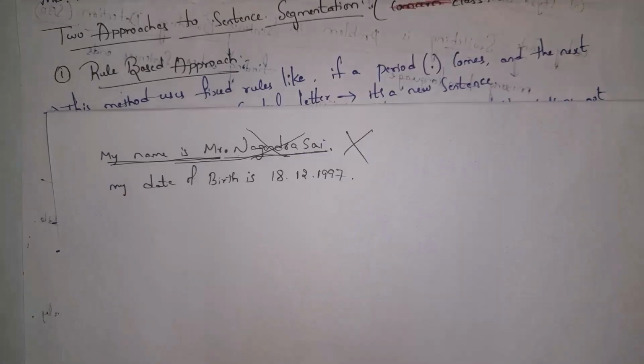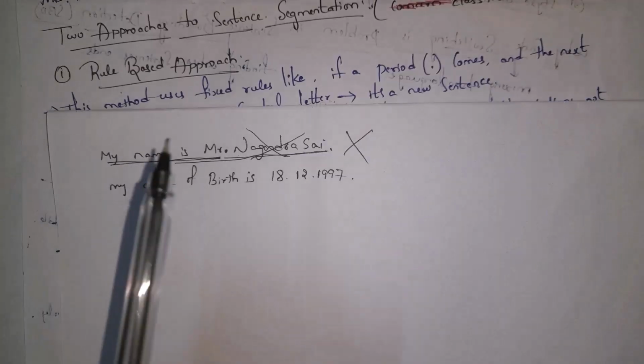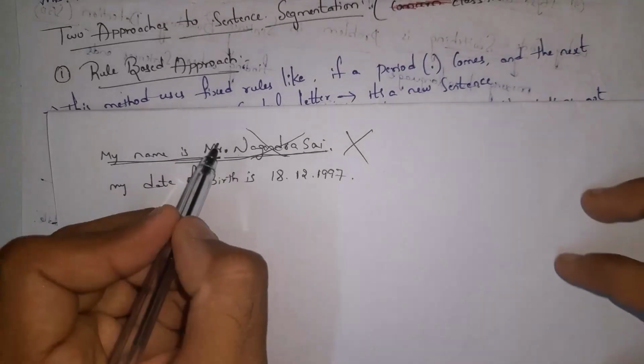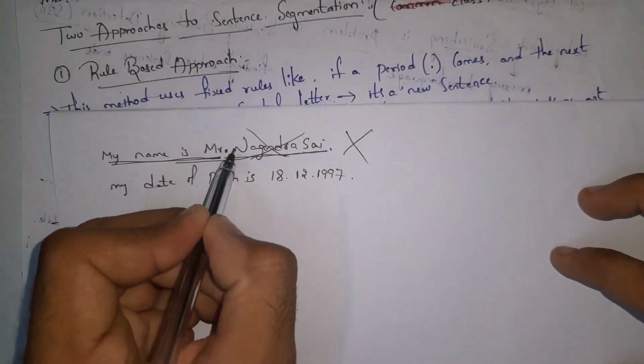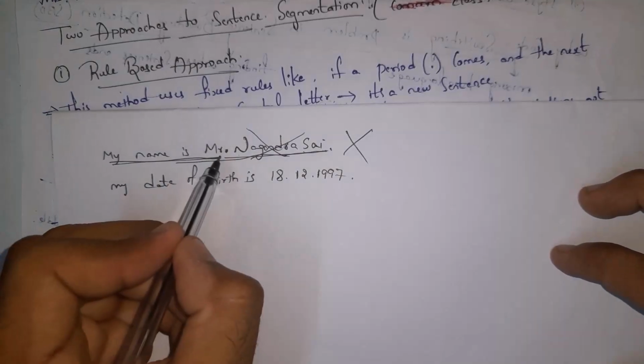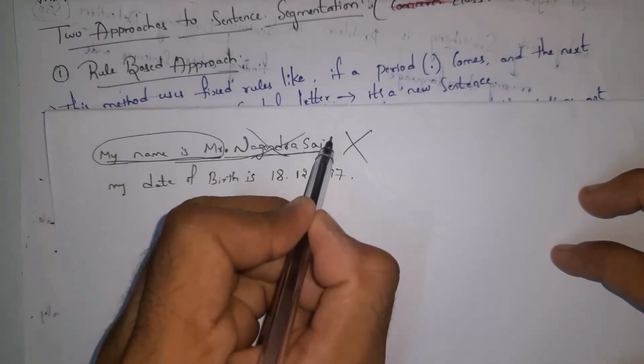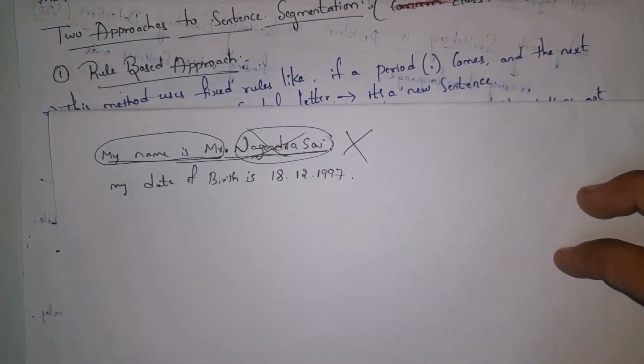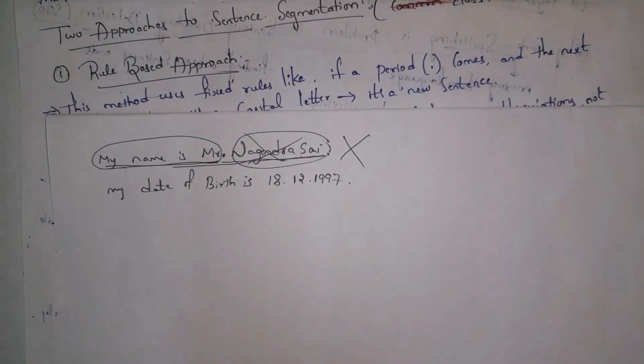For example, there is a sentence like my name is Mr. Nagendra Sai. But if you observe here, after Mr. there is a full stop and the next alphabet starts with a capital letter. So now the NLP model will think that my name is Mr. is one sentence and Nagendra Sai is one sentence. This is a wrong answer. So the NLP model cannot handle abbreviations like Mr., Doctor, etc.